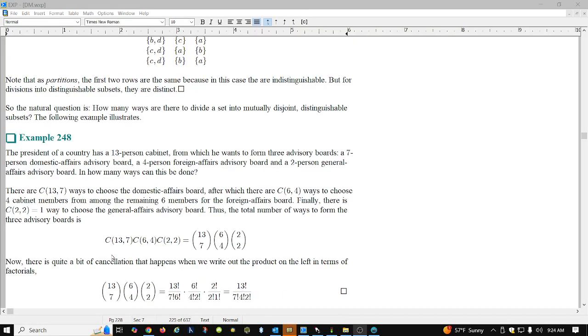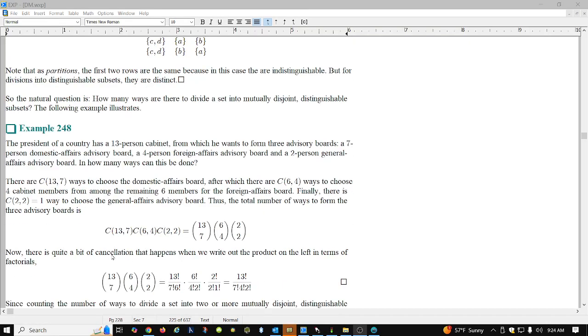Here's an example that illustrates not only the specific case, but the general formula. The president of a country has a 13-person cabinet from which he wants to form 3 advisory boards. A 7-person domestic advisory board, a 4-person foreign affairs advisory board, and a 2-person general affairs advisory board. How many ways can that be done?